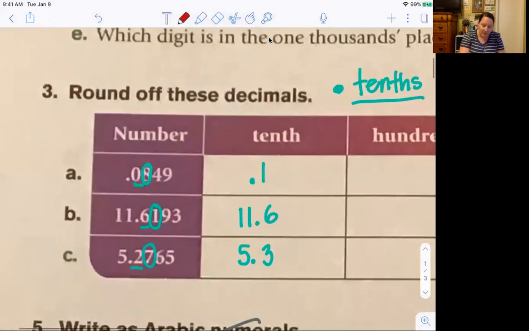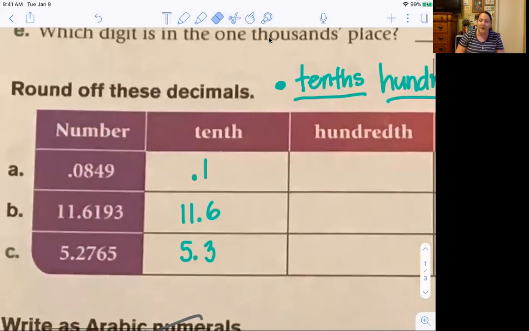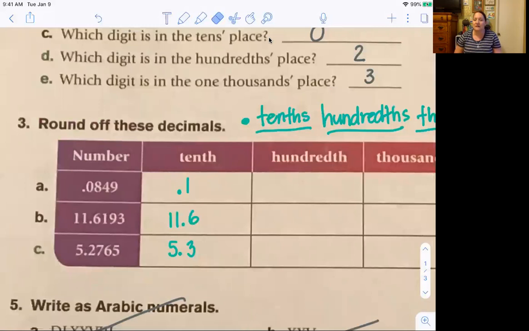Okay, let's go to the hundredths now. I'm going to erase this so we can work with it. We're going to go to the hundredths. That's what you guys can do on your paper as well, you can underline kind of lightly and circle lightly and then erase. Hundredths, letter A, 0.0849. What number's in the hundredths place? Let's remember tenths, hundredths, thousandths, and then ten-thousandths.